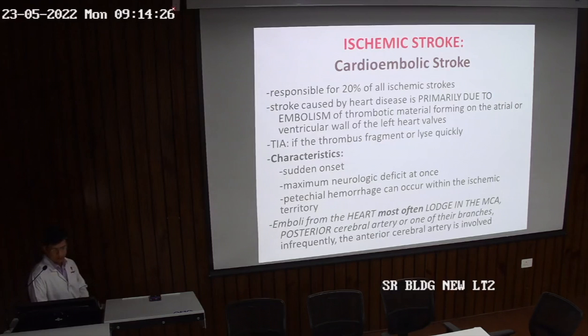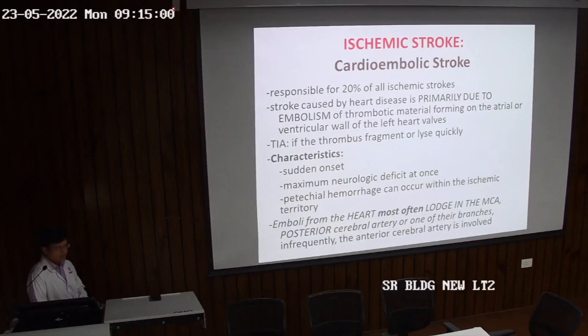So a thrombus is formed in the heart, and some part of this thrombus goes to the brain and leads to the cardioembolic stroke. And what are the main characteristics of the cardioembolic stroke? First is the sudden onset. The neurological deficit will be maximal at once, and petechial hemorrhages can occur within the ischemic stroke. This stroke most often occurs in the MCA territory or the posterior cerebral artery or one of their branches, and infrequently the anterior cerebral artery is involved.